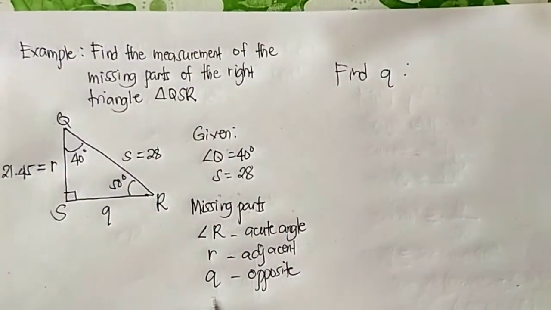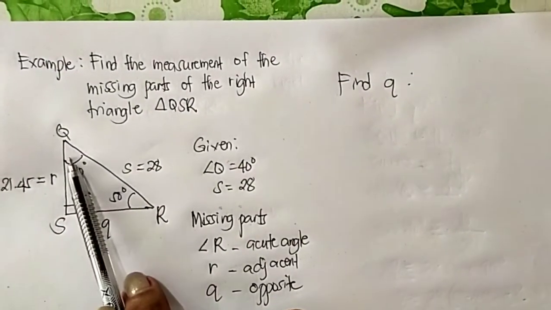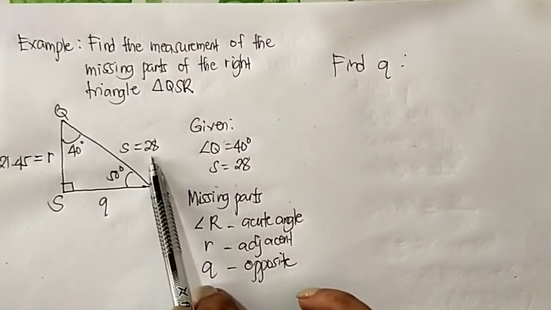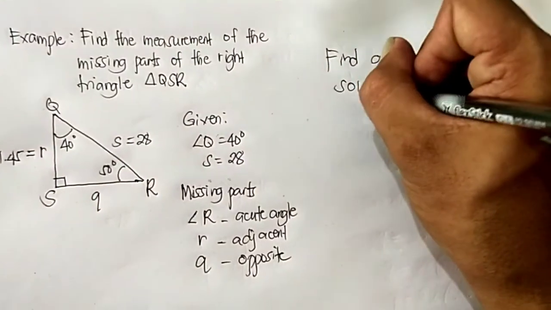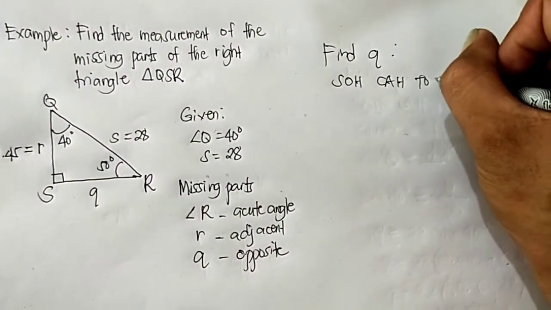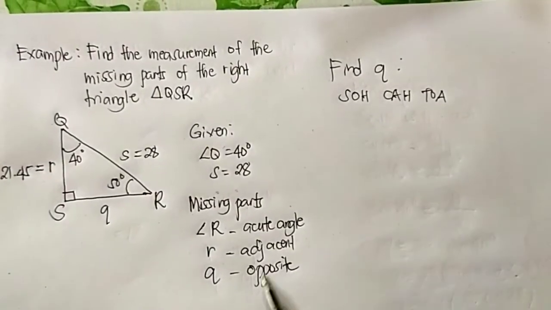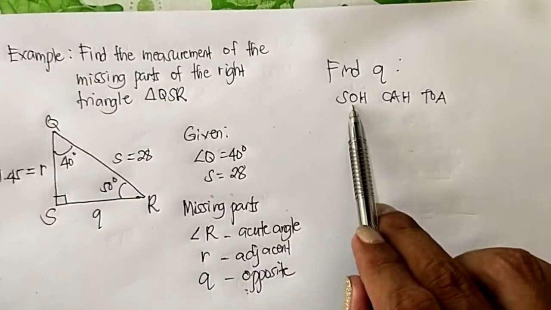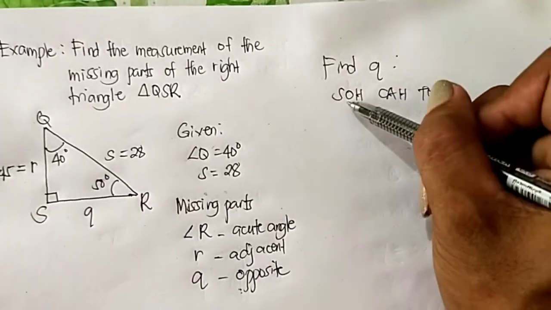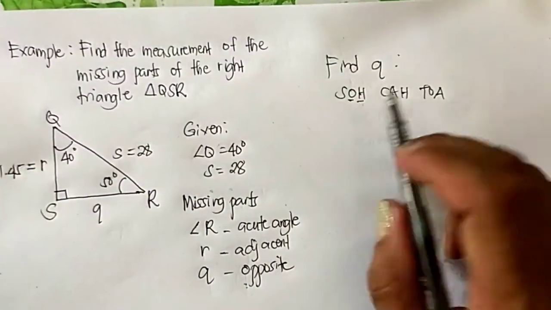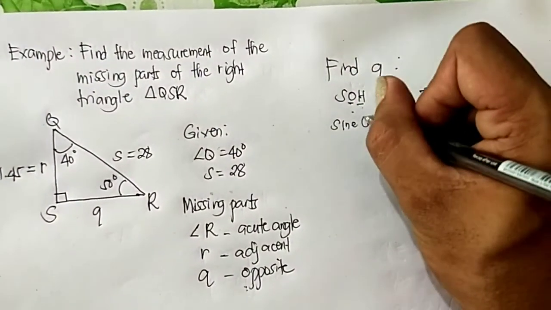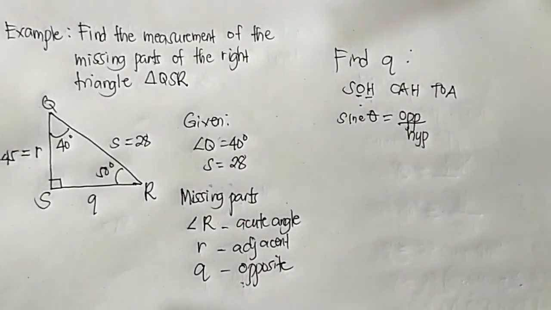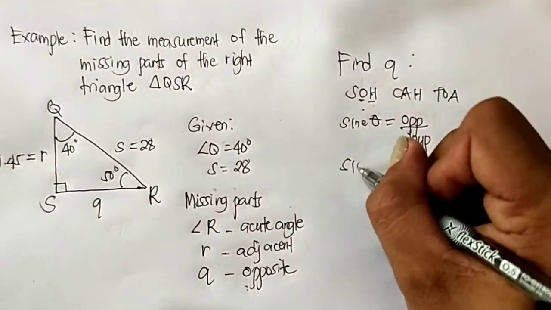And we all know that Q is opposite to angle Q. And the given is side S, which is the hypotenuse. Remember again, SOH CAH TOA, in case you forget the formula to use. Okay, Q is opposite and the given is hypotenuse. So opposite and hypotenuse, we need to use sine. Sine theta is equal to opposite over hypotenuse.